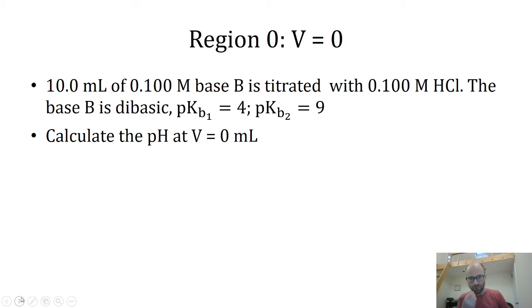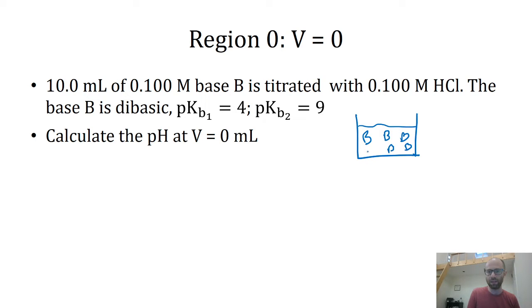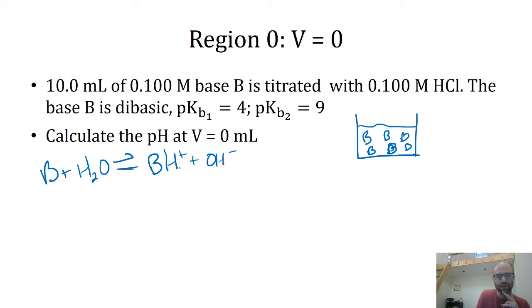So let's start. Region 0, no acid added. In our hypothetical beaker, all we've got is a bunch of B. But we don't have only B, because they tell you B is a weak base. We know that B reacts with water to make a small amount of BH+ and OH-. So there will be a small amount of BH+ and a small amount of OH-.